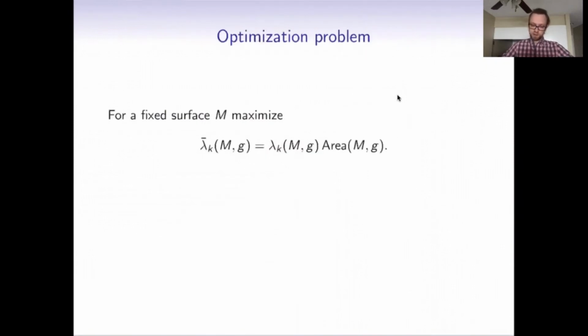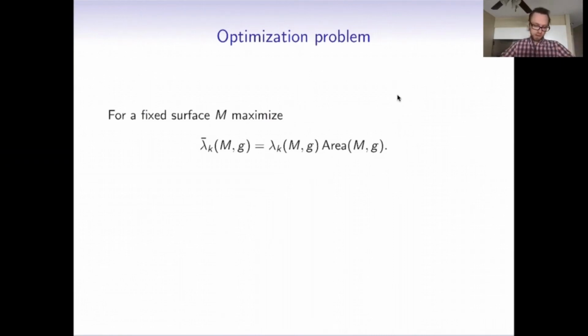In particular, I'm going to be considering eigenvalues multiplied by the area, right? So this is the optimization problem we're going to be looking at. For a fixed surface M, we're going to consider the product of lambda k times the area as a function on the space of metrics. In particular, I would like to maximize this quantity.